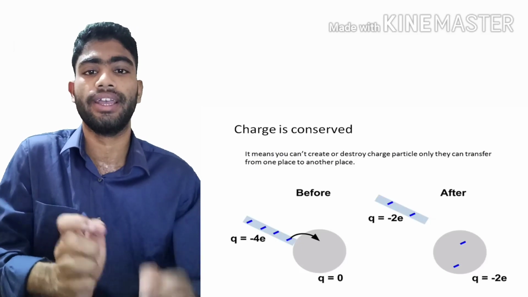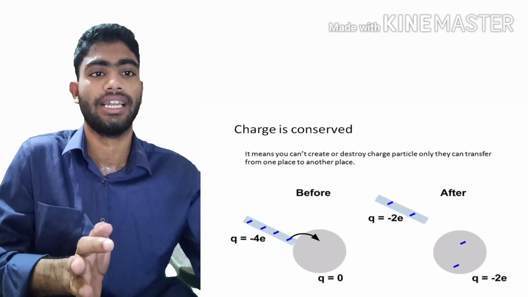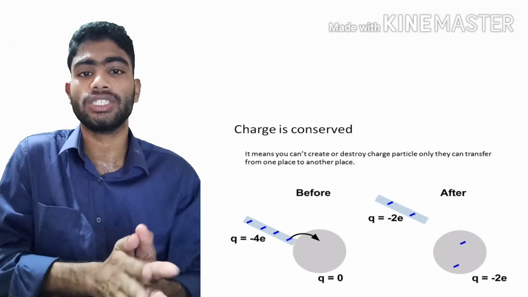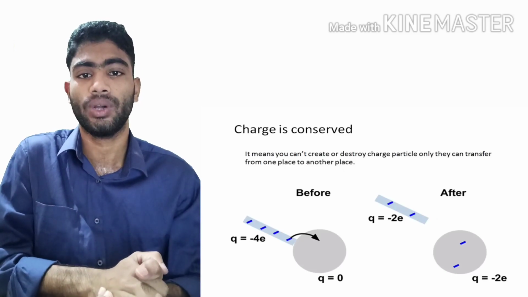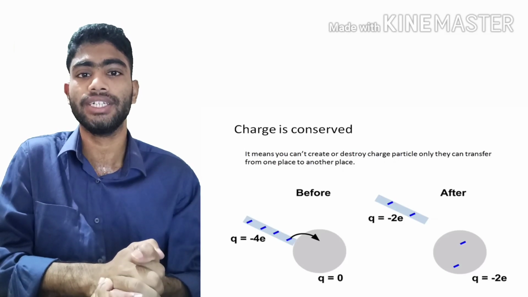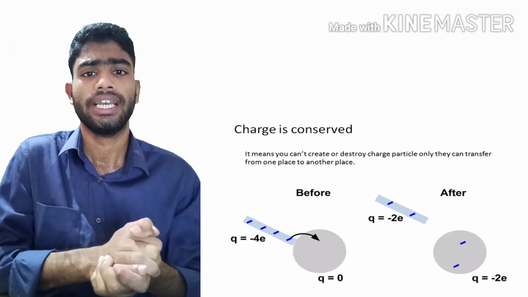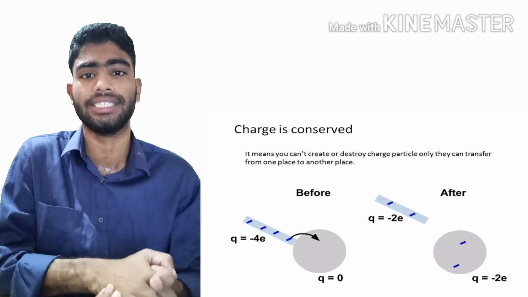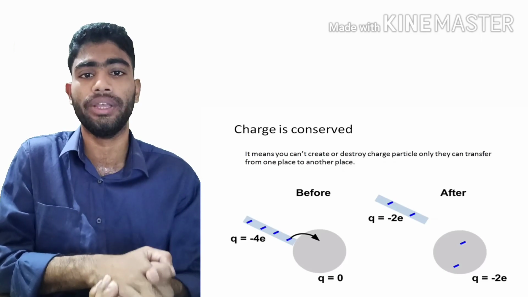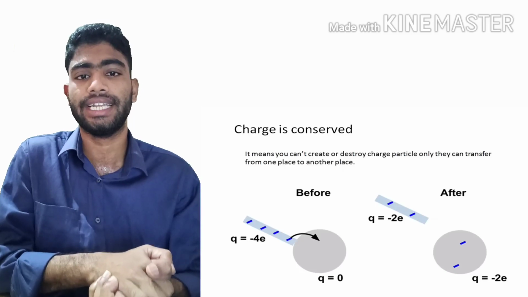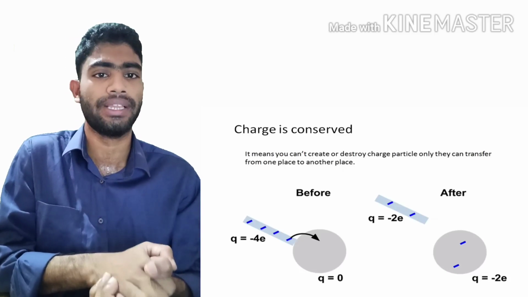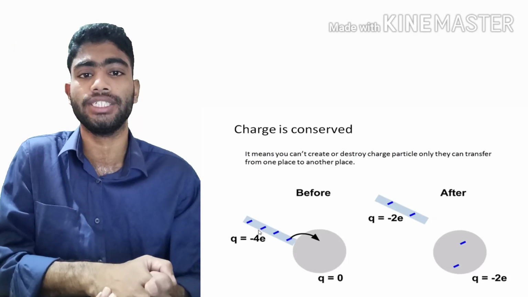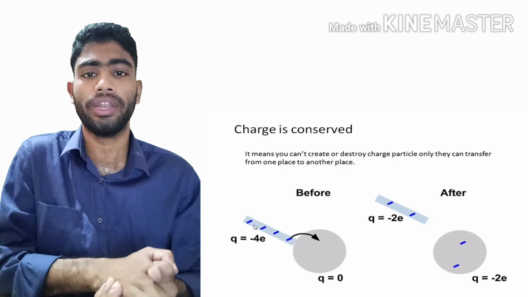Suppose we have a rod, and it contains -4 electron charge. Why is it minus 4 electron charge? Because I told you that the electron has a negative charge, that's why I place minus 4 electron charge. Suppose that rod contains minus 4 electron charge, that is, 4 electrons.